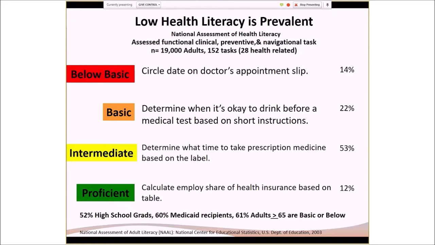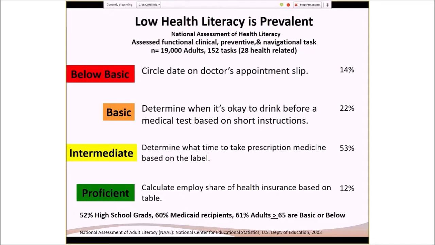And so if you're on a below basic level, you could circle the date on a doctor's appointment slip. Our no-show rate up here is about 30%. And so, can people organize their calendars? Can they read appointment slips? Do they know how to cancel an appointment? If you have basic health literacy, you can determine when it's okay to drink before a medical test based on short instructions. And intermediate, 53% of Americans were in the intermediate level, and they can determine what time to take prescription medicine based on the label.